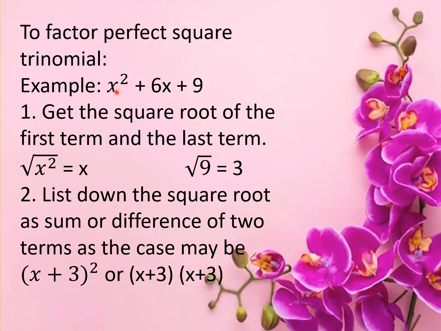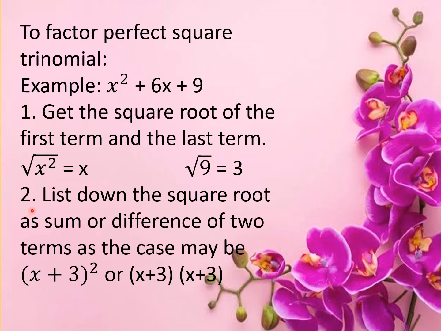So, unsa man ang atong first term? Our first term is x squared. So, get the square root of x squared. We all know that the square root of x squared is x, because x times x is x squared. And then, get the square root of the last term. Our last term is 9. So, the square root of 9, kasayon kaayo, that is equal to 3. Nganong 3? Because 3 times 3 is equal to 9. Okay. So, ayaw kalimot, ana.